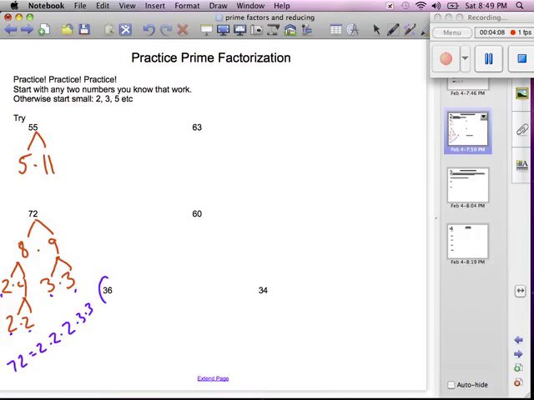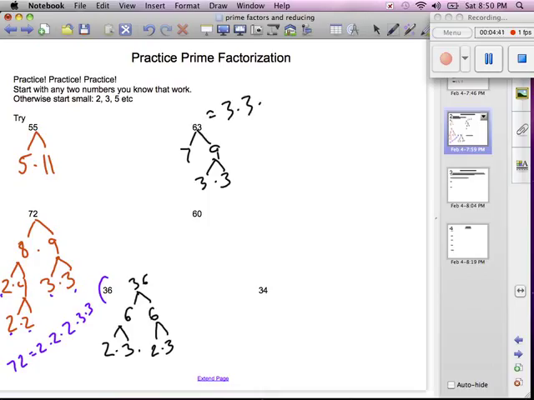Oops, sorry, 36. I'm getting in the way there. 36, I like to do 6 times 6 because that's how I remember that one. But 6 is not prime, so we have to do each of these again. 2 times 3 and 2 times 3. How about back up to the top? 63. 63 is 7 times 9. What about that 9? Not prime, so we have to do it again. 3 times 3. 63 equals 3 times 3 times 7.